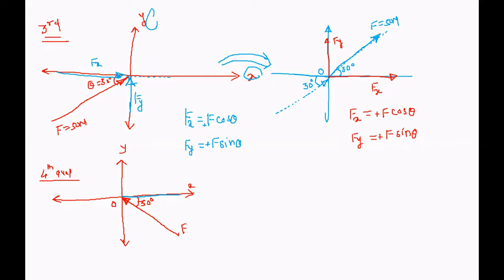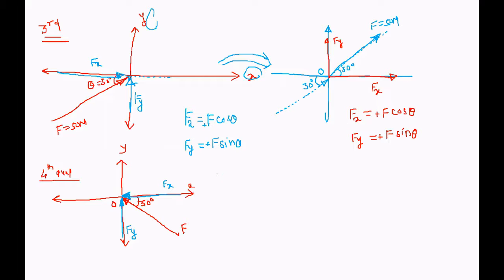So this is the x component, but direction is towards the origin. So we have to show the arrow towards the origin for the x component. And similarly for the y component. So this is the component and direction is towards the origin. So this is your y component.